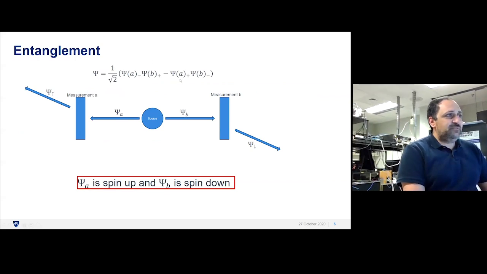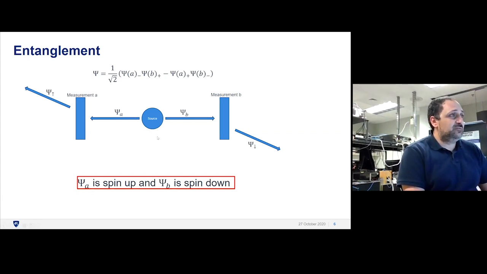So here we have our wave function, and this is the situation that sets up the question that we'll take up for the next 15, 20 minutes. You have a source of two entangled particles, A and B, and you take a measurement of A, of its spin, you find it spin up. You take a measurement of B, it's got to be spin down.